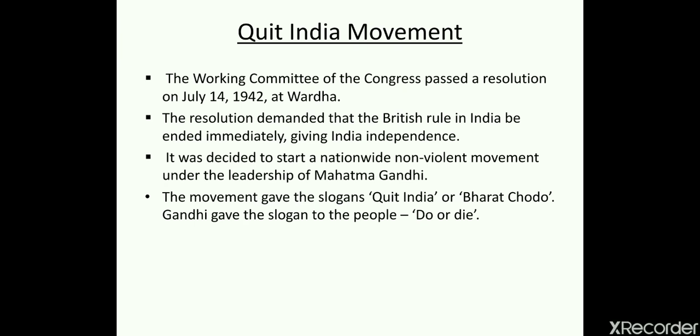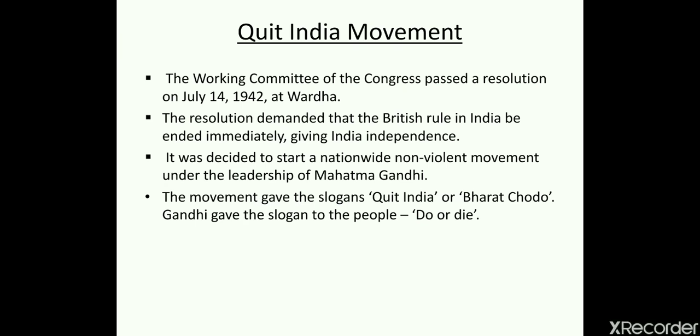The Quit India movement was started in the year 1942. Let me tell you, children, this is the time period when the Britishers were already busy in the Second World War. As we know, the Second World War started in 1939 and ended in 1945. So 1942 was somewhere in the middle of the war which was going on in the world, and Britain was part of it. Therefore they were busy, and this was the best time to demand independence for our nation.